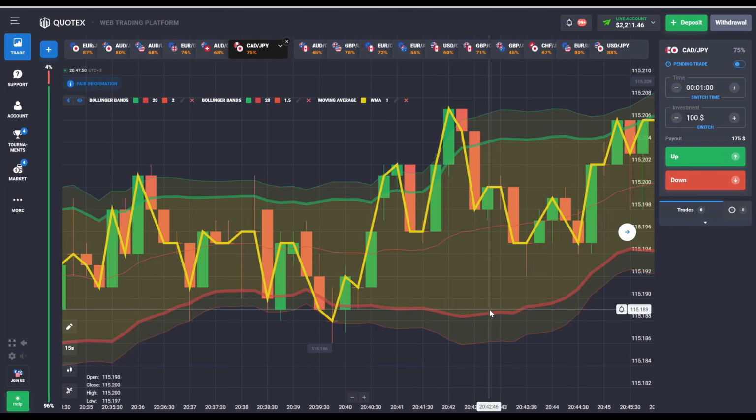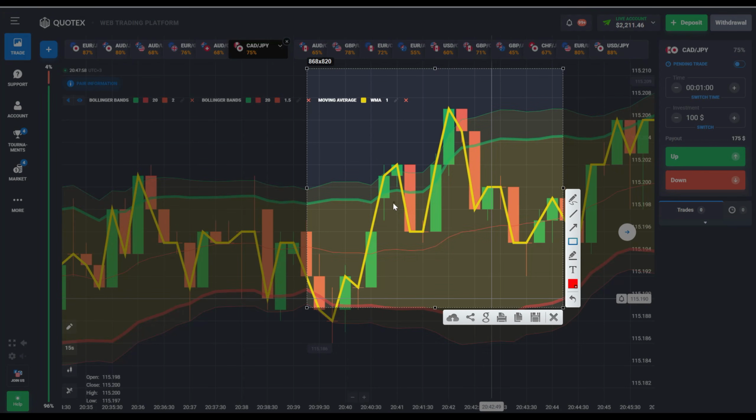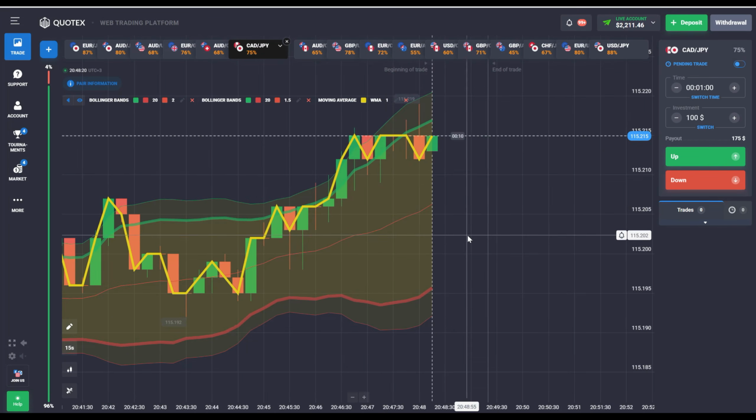The signal for a downward trade is exactly the opposite. First, we need to wait until the moving average technical indicator line crosses the outer upper boundary of the Bollinger Bands. And after that, we must wait for the specific moment when the moving average line settles directly back inside our price channel. On the next candle, we open a downward trade and wait.